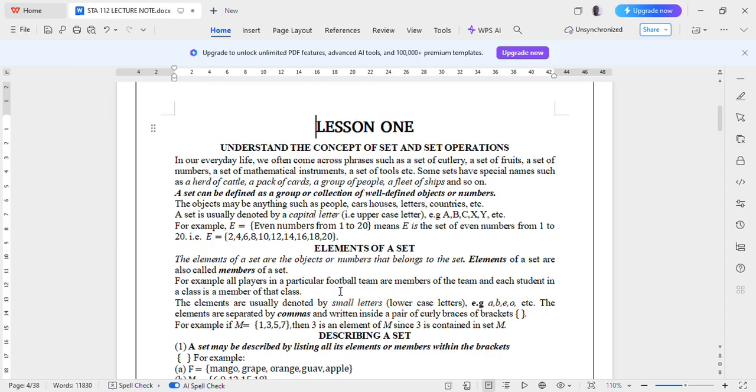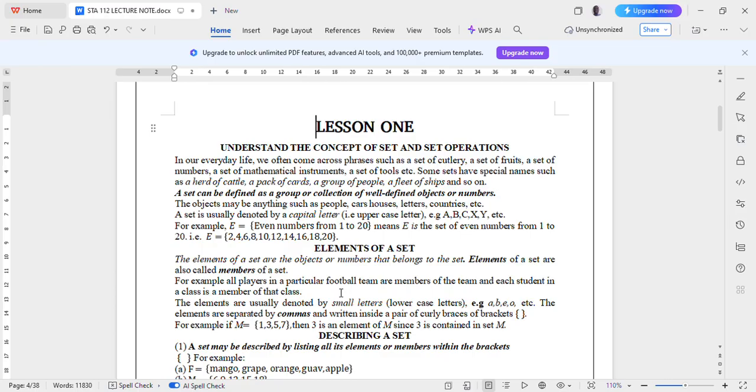It depends on the profession. For instance, if you see nail, bar, hammer, and so on, then you know that these are carpenter tools. Let's talk about fruit now. If you see mango, guava, orange, tangerine, and so on, you know you're talking about a set of fruits. Some sets have special names such as head of cattle, pack of cars, group of people, fleet of sheep or fleet of cars. So they are sets when they are together.